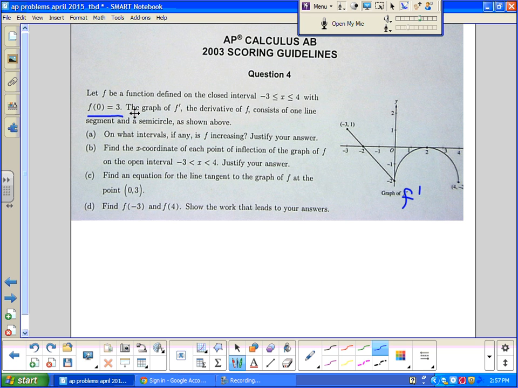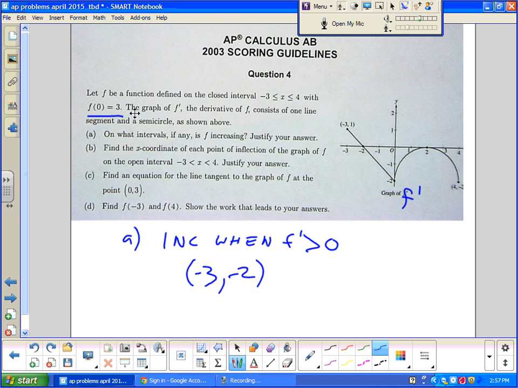F is increasing when f prime is positive. So increasing when f prime greater than 0. So the only place it's increasing, guys, is -3 to -2. It says justify your answer. Increasing when f prime is there, so I think I got this. Yep. Increasing when f prime is greater than 0, that's the reason, on the interval -3 to -2.